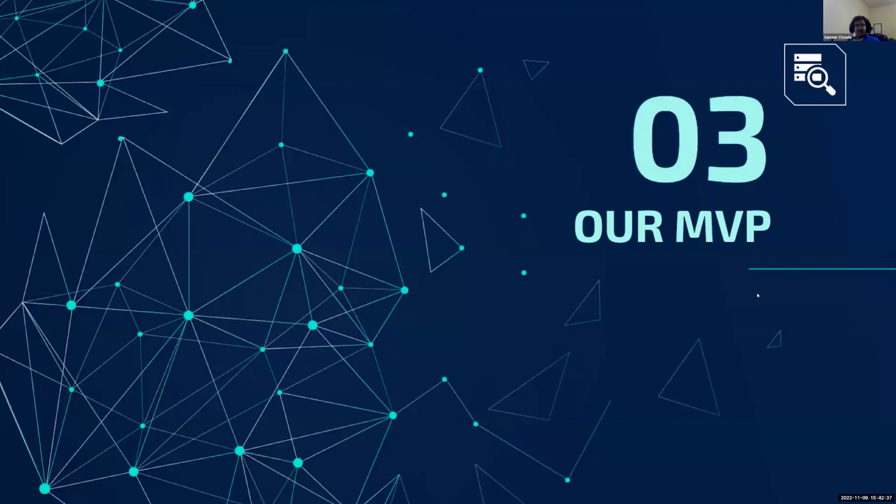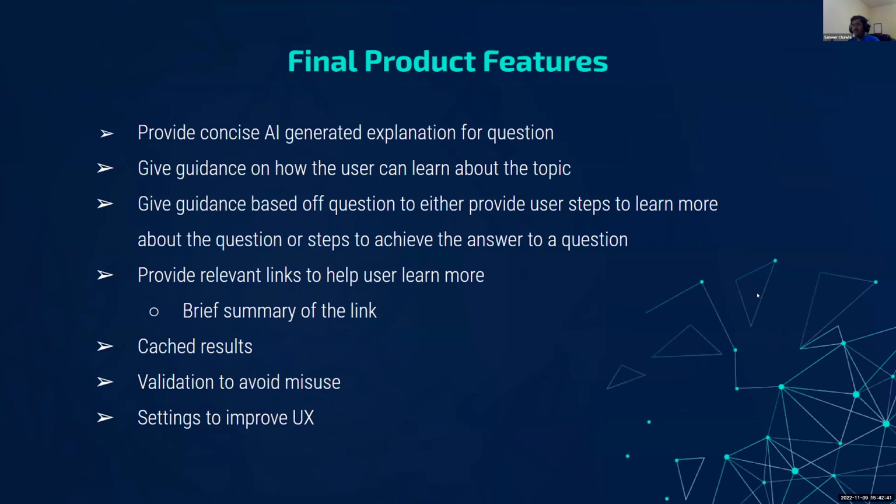All right, so we can go over our MVP now. A bit of our final product features. We have the site up and running, and currently it can provide concise AI-generated explanations that a user will be able to understand without feeling overloaded with information, just a simple explanation. It'll also give a roadmap on how the user can learn more about the topics and give some guidance based off the question to learn more.